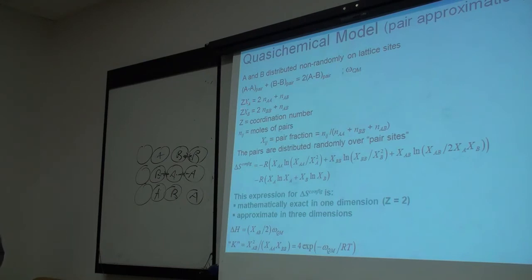Okay, so that is the mass balance. Z is the coordination number, Nij is the moles of different kinds of pairs. NAA is the number of moles of AA pairs in the solution, NBB is the number of moles of BB pairs. Xij are the pair fractions: the number of pairs ij divided by the total number of pairs.